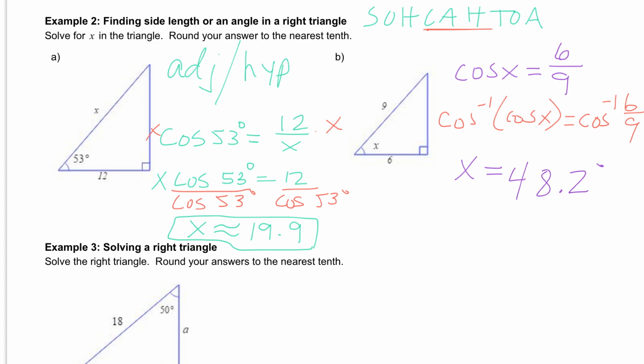But now go ahead and do it on your calculator. Make sure you're getting 48.2 degrees when you type it in. If you're not, please call me over so I can take a look at your calculator or maybe what you typed in to see that you're doing things correctly. If you have no questions, then you can move on to example 3.